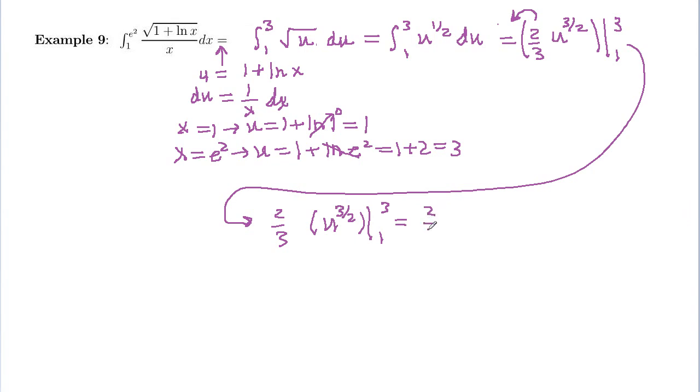So we got 2/3 on the outside. Go ahead and plug our 3 in. So we got 3 to the 3/2. And then minus, plug our 1 in. 1 to the 3/2 is just 1. And there we've got an exact numerical answer.